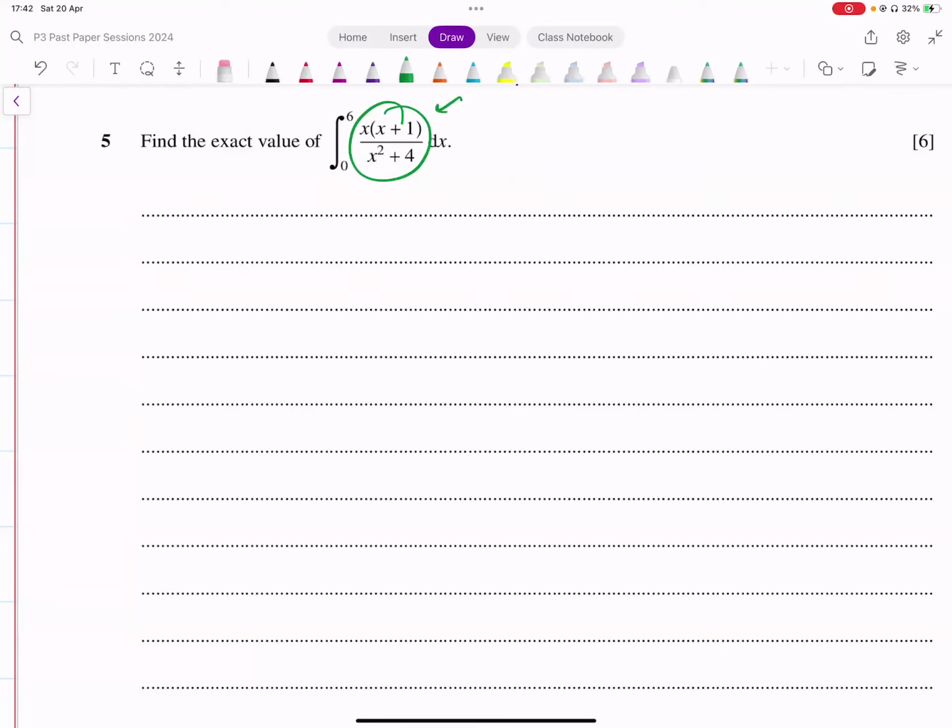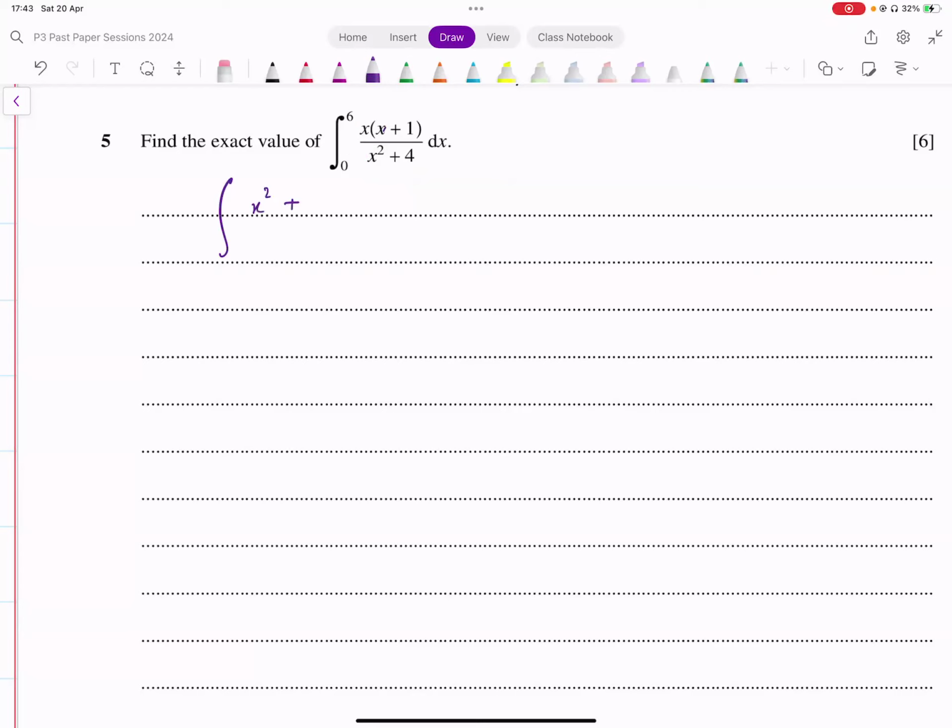It's an improper fraction. So you could potentially use division to split it into two parts, quotient plus remainder over divisor. That could be one possible method that works here. However, in this case, it's worth exploring one of the other possibilities as well. If you expand it, let's see if it works. I'm not sure. Let's just try that.